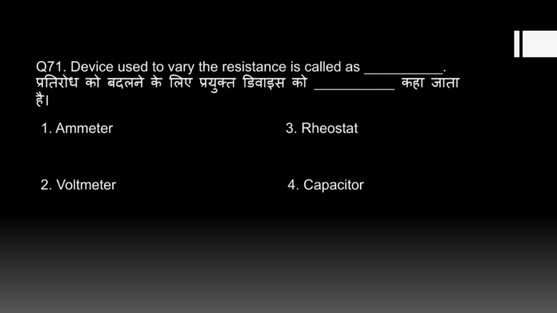Question number 71. The device used to vary resistance is called. So what device is used to vary the resistance? Options are: ammeter; option second is voltmeter; option third is rheostat; option 4 is capacitor. The ammeter is basically for current and the voltmeter for volts, and the right answer is option number third, which is rheostat. Rheostat is the device used to vary the resistance.